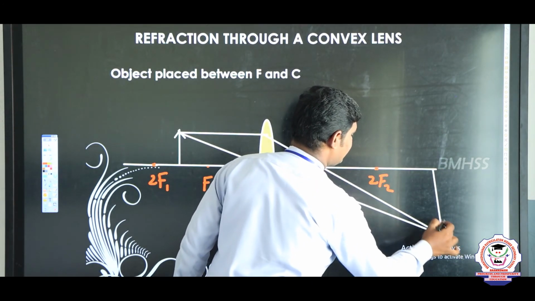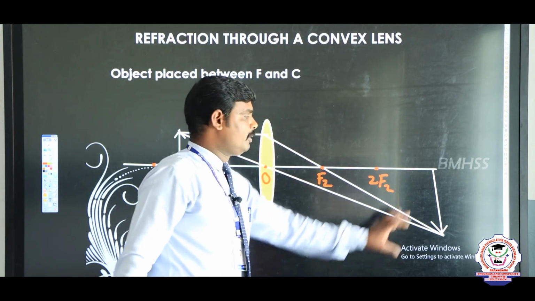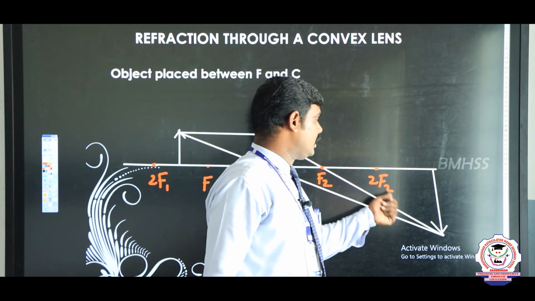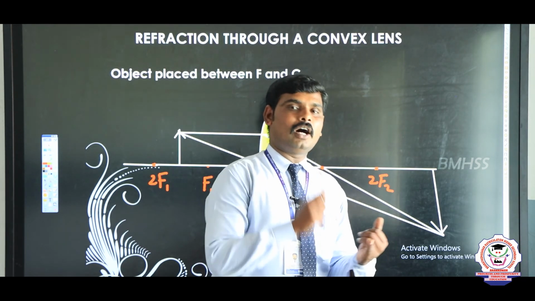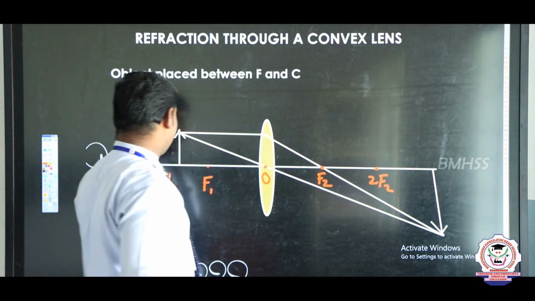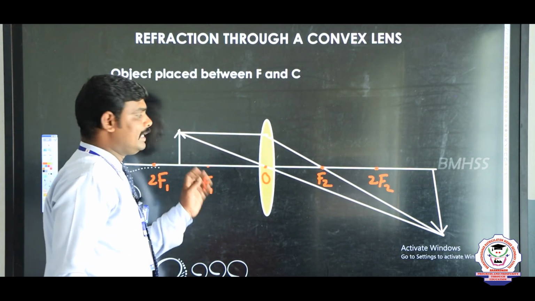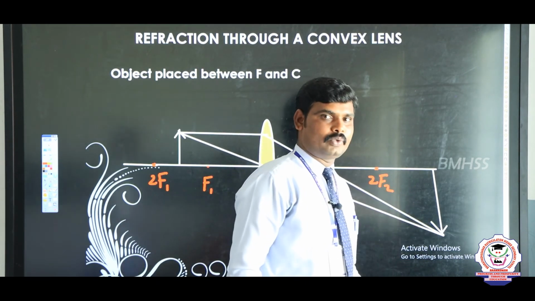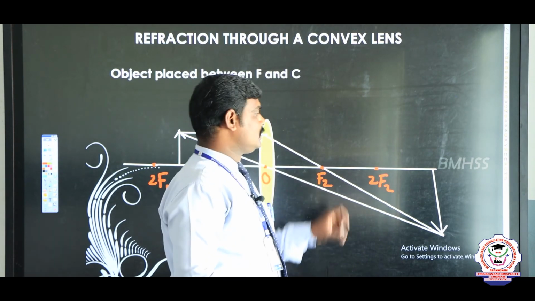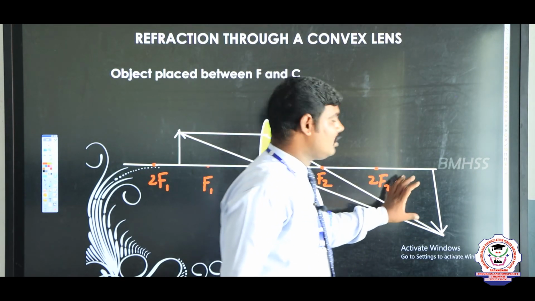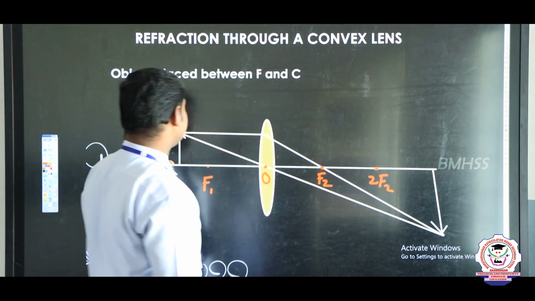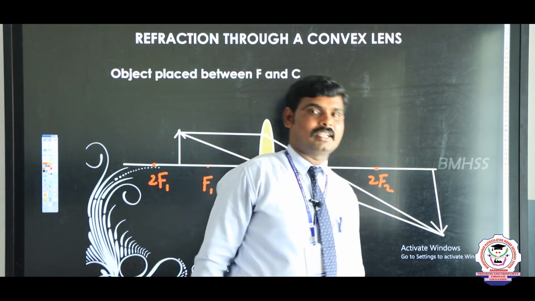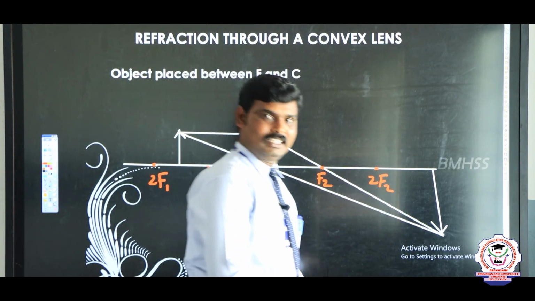So here the image will be formed beyond C. Beyond C means 2F2. So first, when the object is placed between 2F1 and F1, the image will be formed beyond C, or 2F2. This is the position, and the size is very enlarged compared to this object. So the image is enlarged compared to that object. And the third one, real and inverted.